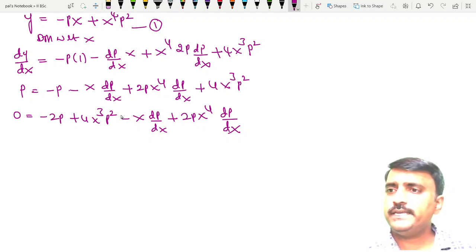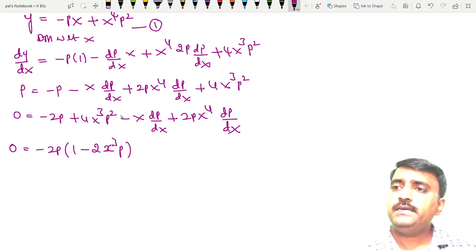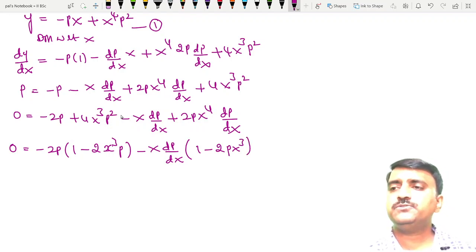Okay, so now you take minus 2p as the common factor here. 0 is equal to minus 2p, you take this factor. Remaining here is 1 minus 2x cube p. Here you take minus x into dp by dx as common factor, remaining here is 1 minus 2p into x cube. Again you take 1 minus 2x cube p as a common factor.